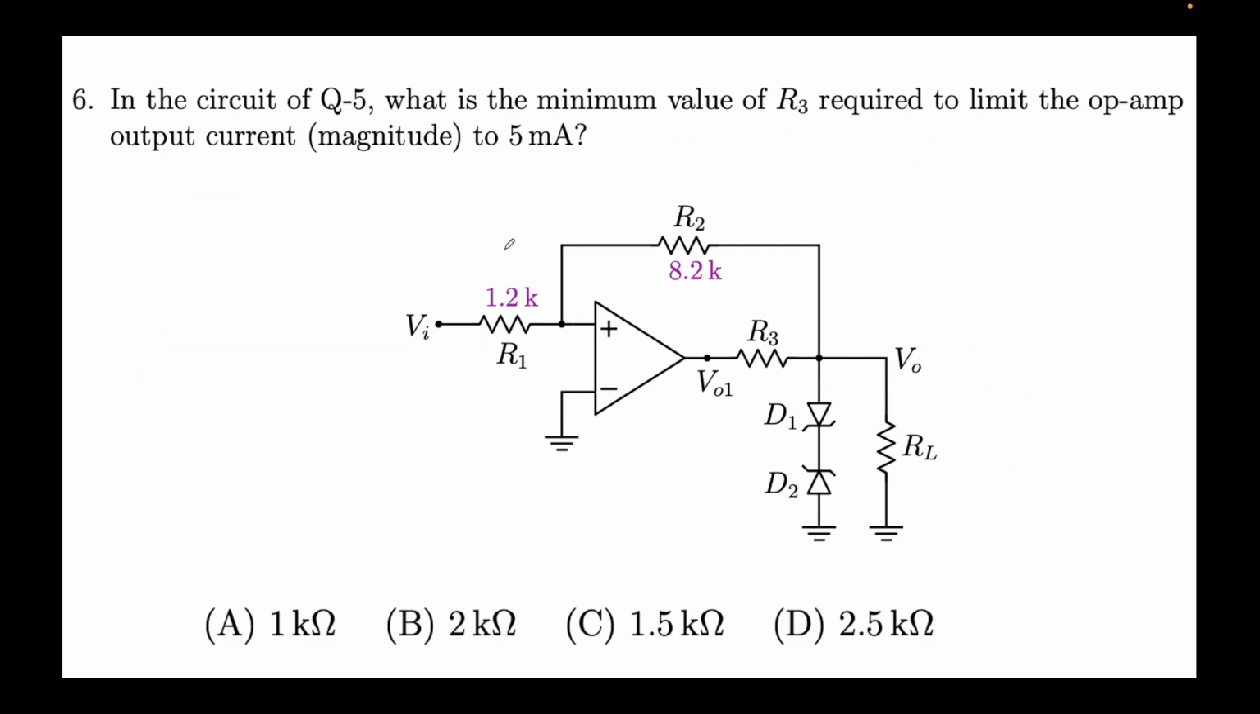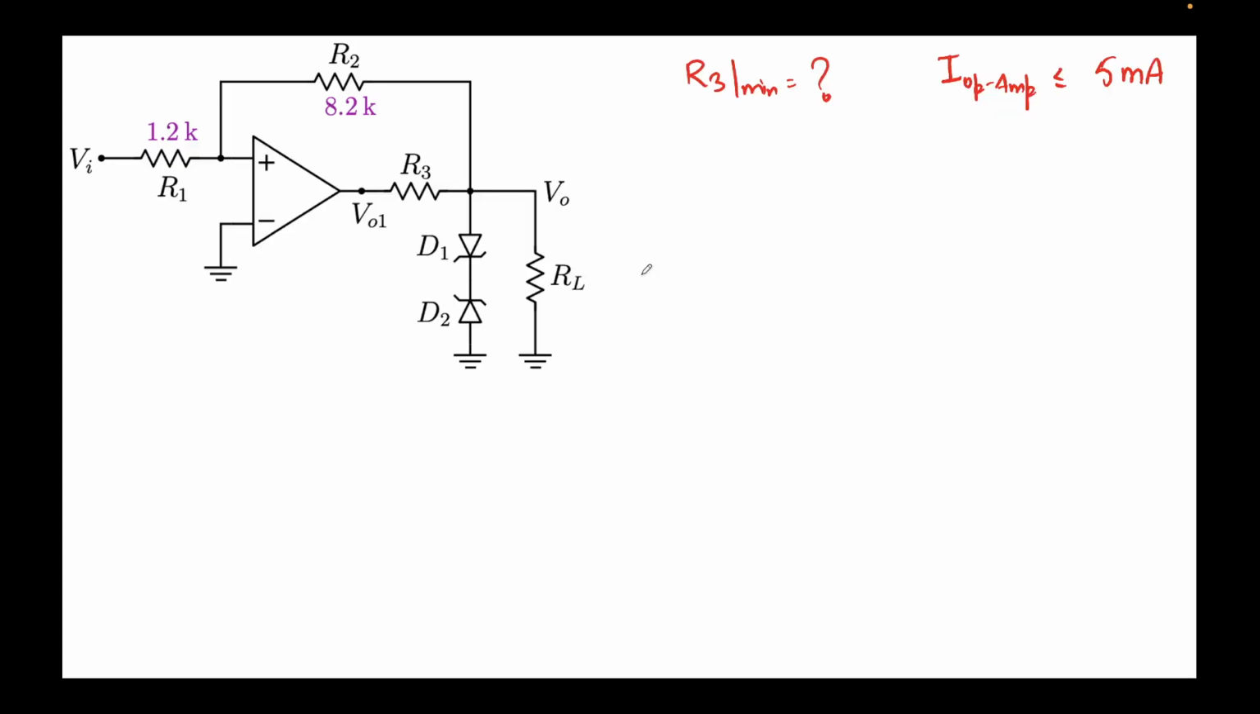Okay, so the next problem related to the same problem is: what is the minimum value of R3 that is required such that op-amp current is limited to 5 milliamps? So we are required to find the restriction on this. Such that the output current, which is noted by I output, should be restricted to 5 milliamps in magnitude, right?